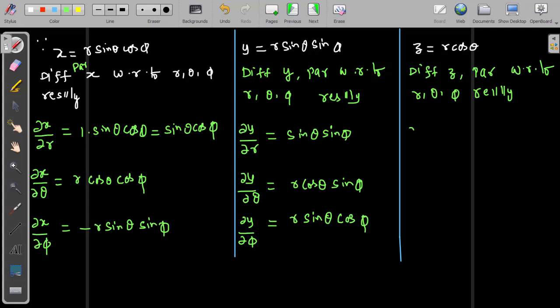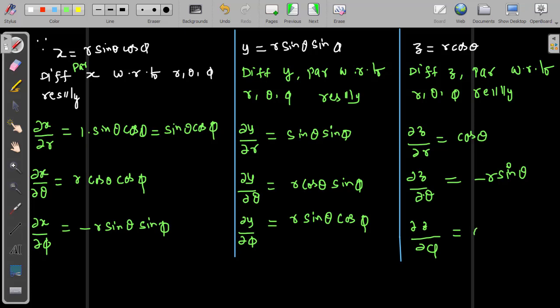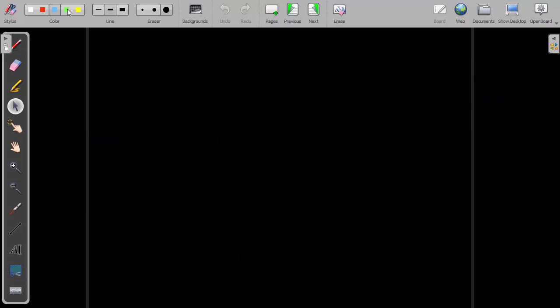In this case dou z by dou r is left only cosine theta, because the r derivative is 1. Dou z by dou theta means minus r sin theta, because the cosine theta derivative is minus sin theta. Next, dou z by dou phi is clearly 0 because there is no phi at all. So r and theta represent constants, and the constant derivative is 0. Now we need to plug in all these 9 results in equation number 1.